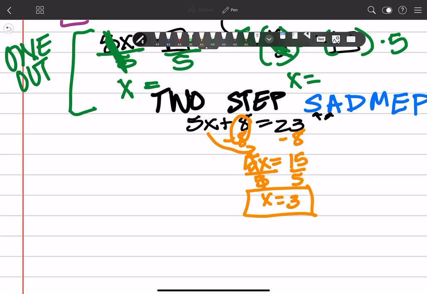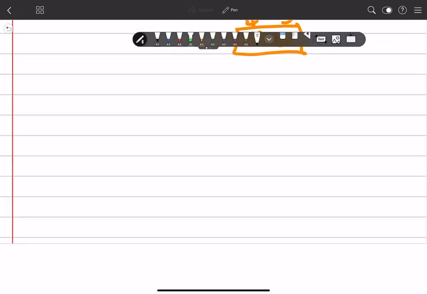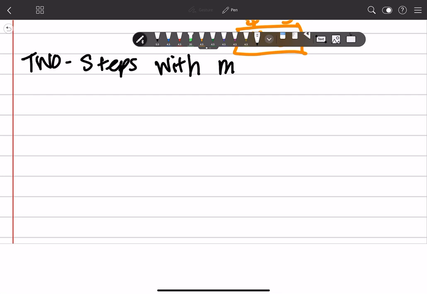Okay, so I am going to be doing now two steps with multiple terms. So in that one, we had at least 2 terms. You had 5x plus 8. It's only 2 terms, 5x and 8. In this one, you're going to have a whole lot more.